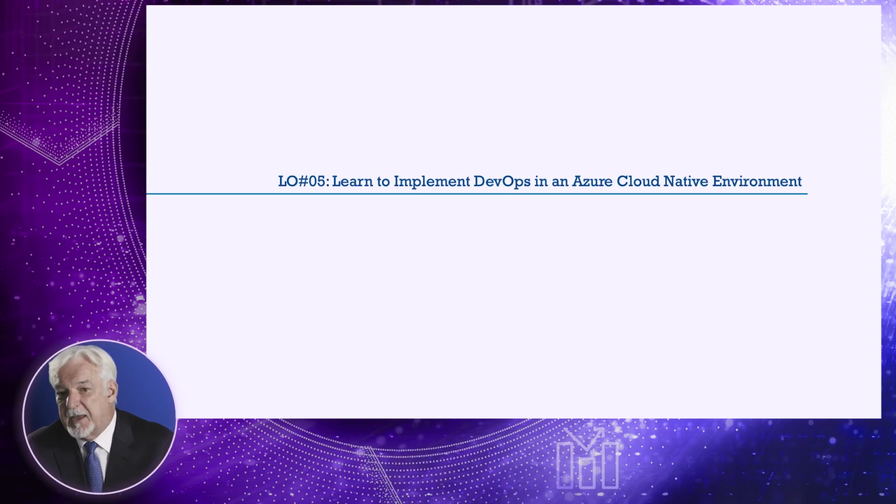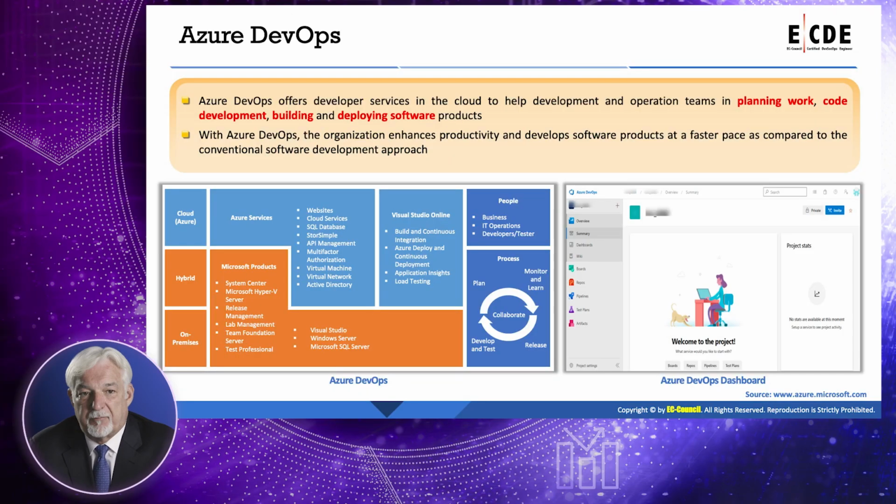Very similar to AWS, but of course it has its differences, slight ones. And we'll walk through those real quick. Azure DevOps offers developer services in the cloud to help development and operations teams with planning work, code development, building, and deploying software products. With Azure DevOps, the organization enhances productivity and develops software products at a faster pace as compared to the conventional software development approach.